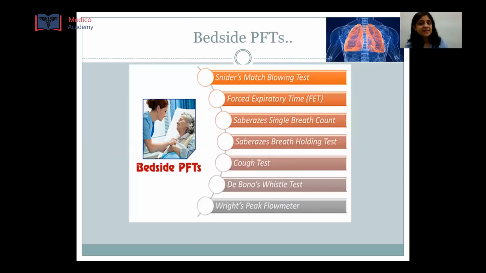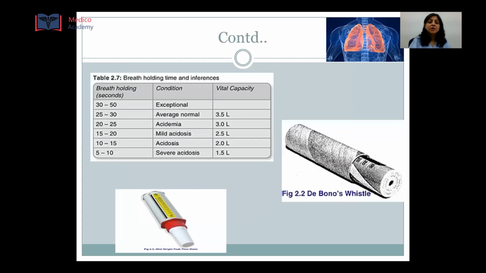So these are a few of the bedside PFTs that are done: Snyder's match blowing, forced expiratory time, Sabrasez's single breath count, Sabrasez's breath holding test, cough test, De Bono's whistle test, Wright's peak flow meter. Breath holding, what is it telling? It tells about the vital capacity of the patient. Normally more than 25 seconds is taken to be acceptable, and as we go below 25, the vital capacity is decreased and the risk of acidosis in that patient is higher. That is how it is tabulated.